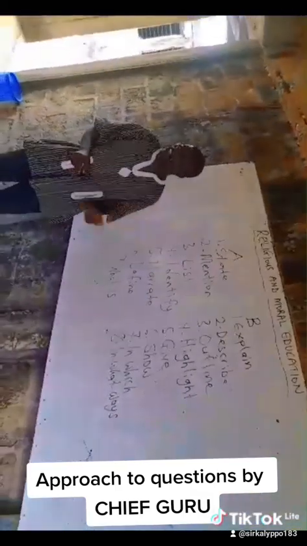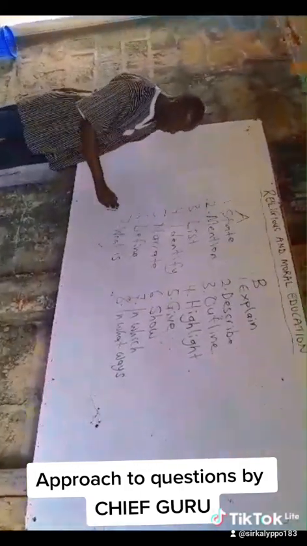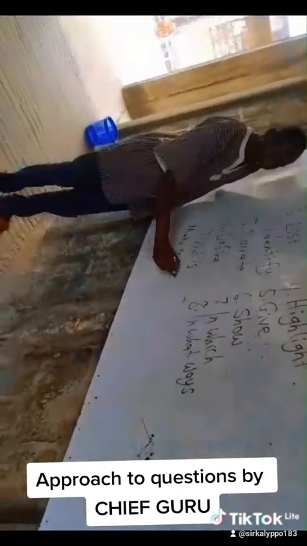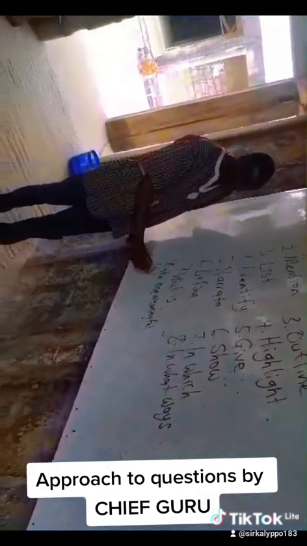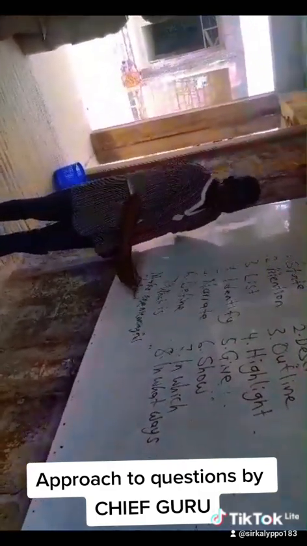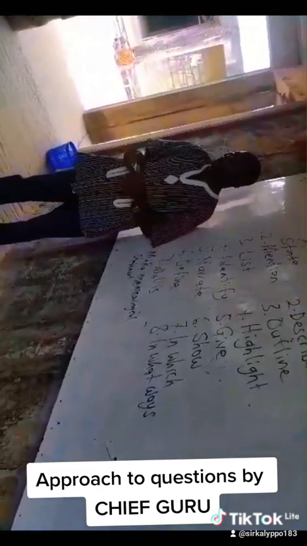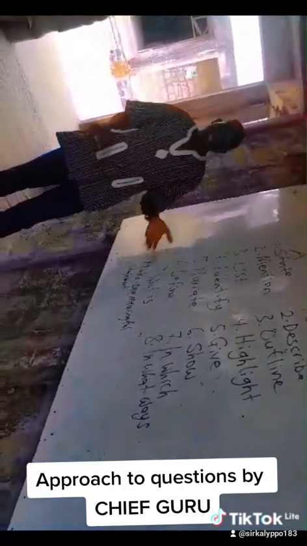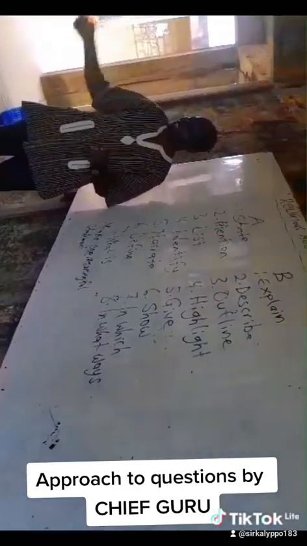Now, under the A, you are expected to come out with one meaningful statement per point. Yes, you should write it. One meaningful statement per point. It means if you are doing 3, you do 3 meaningful statements. If the question says 4, you do 4 meaningful statements.